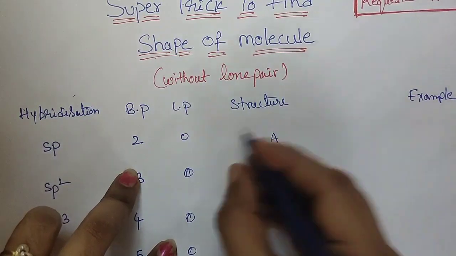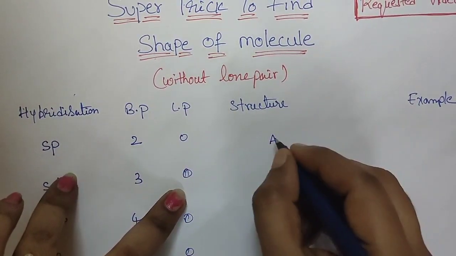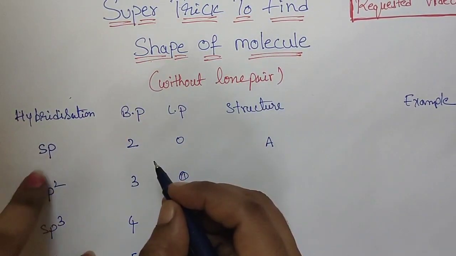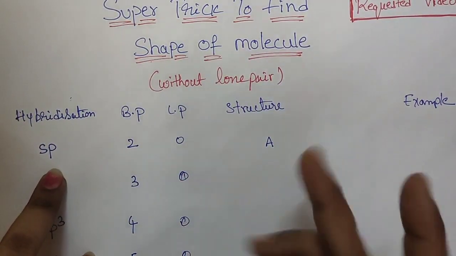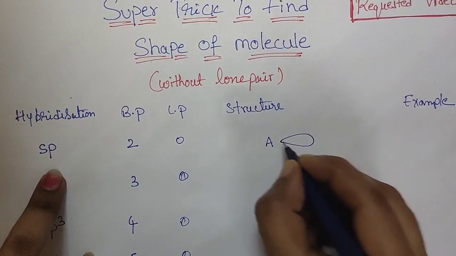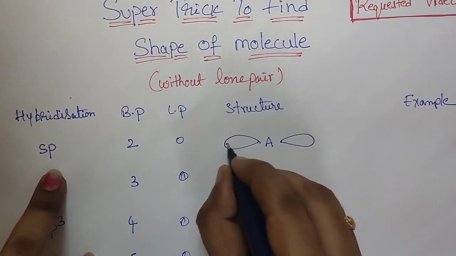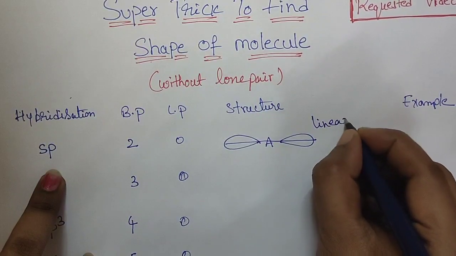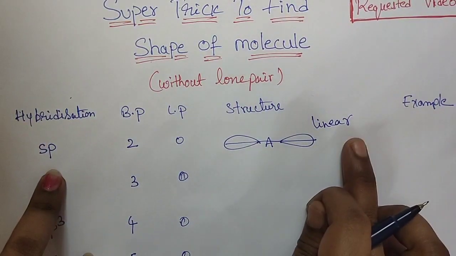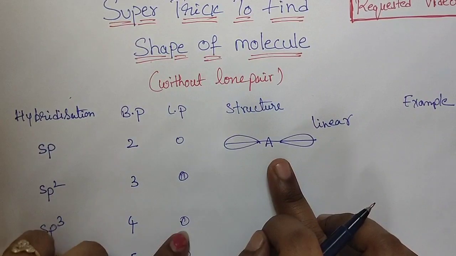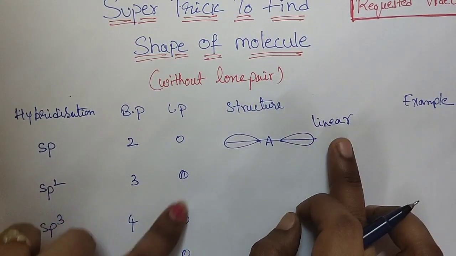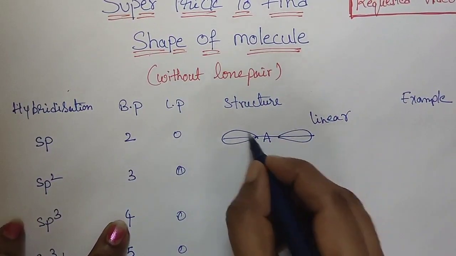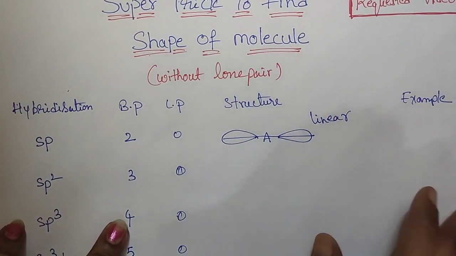We'll draw the structure for sp. Suppose the central atom is A. sp means only 2 hybrid orbitals, so 1, 2. The shape is linear. Here you are learning structure and shape at a time. The structure is like this and the shape is linear.